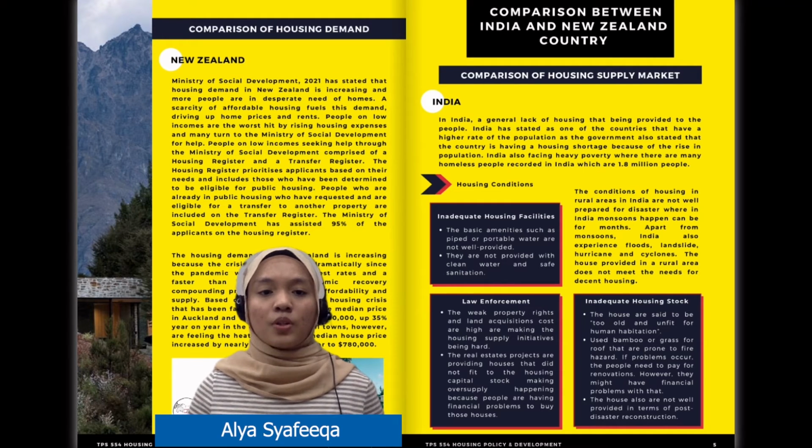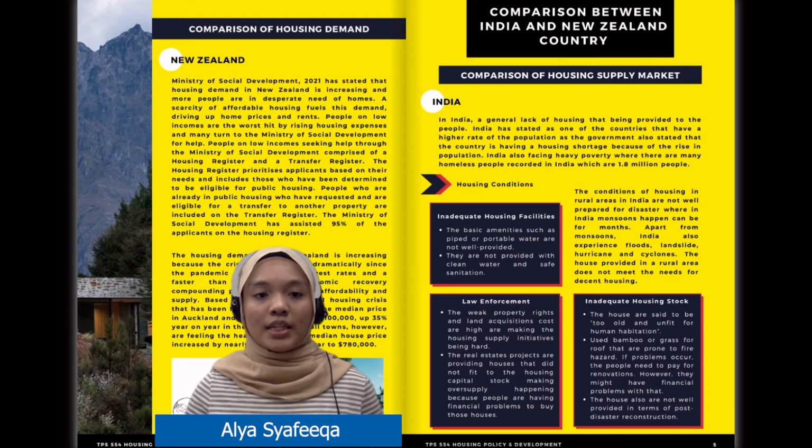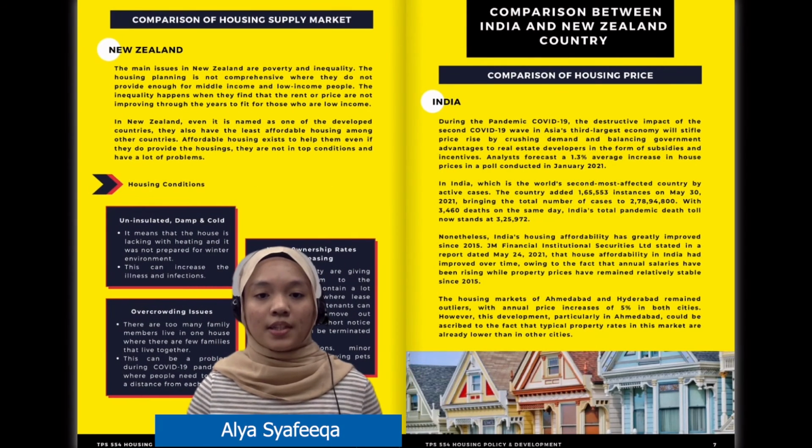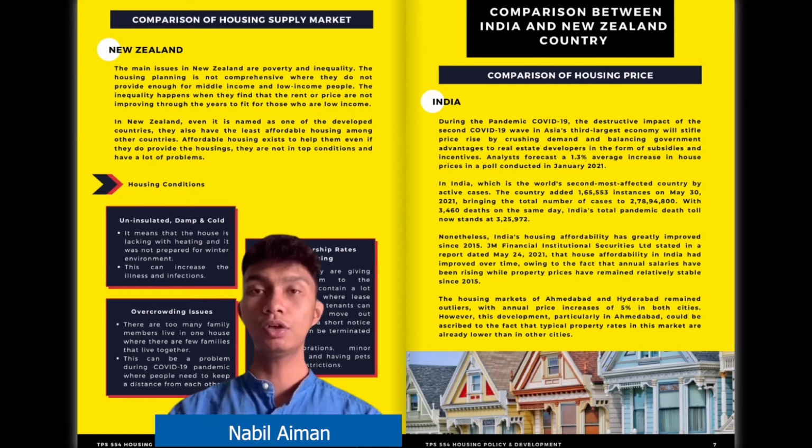The house is sometimes too overcrowded, where there are too many people living in one house. This can cause a problem when social distancing is needed, especially during COVID-19. Lastly, they face a lot of restrictions when they rent a house. The ones who live in the house do not have ownership of the house. The comparison of price for housing in India and New Zealand.